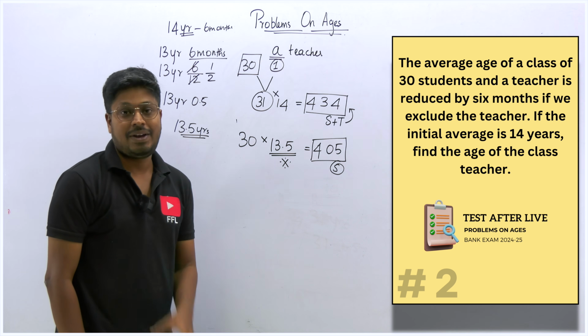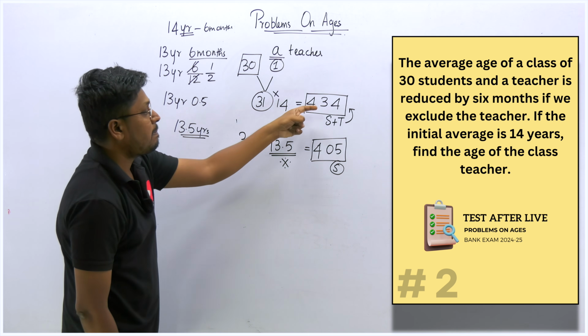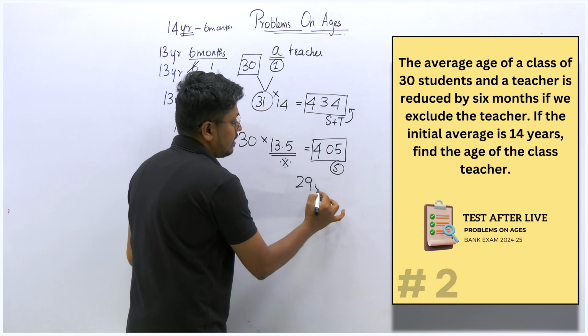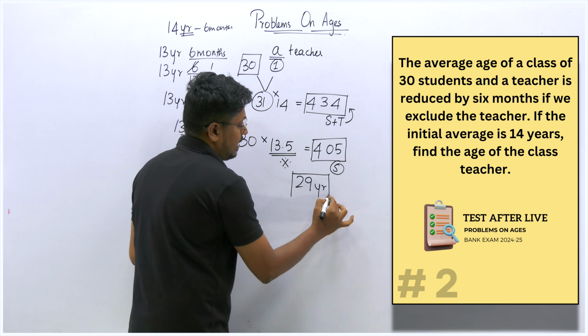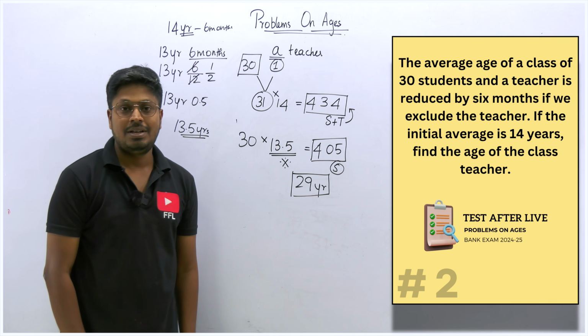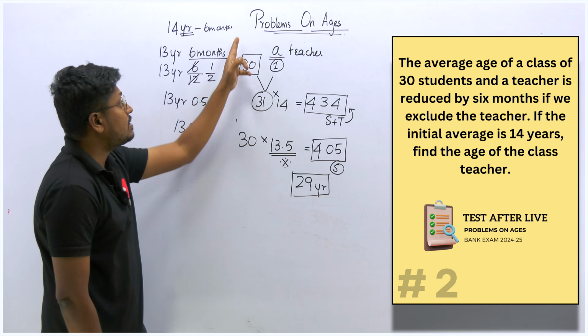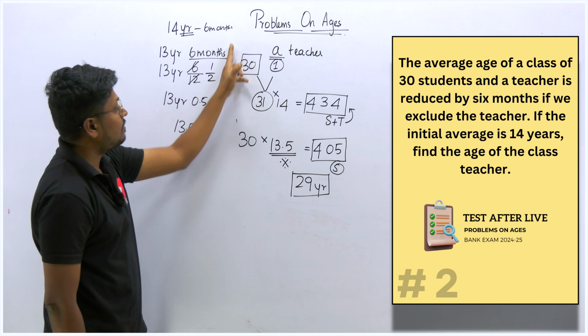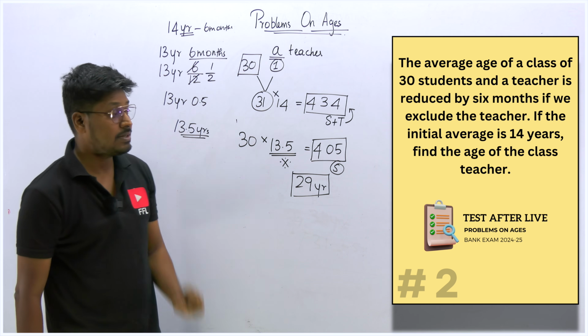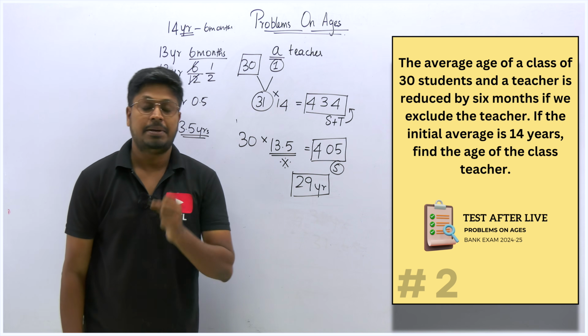Our target is to find the age of the teacher. So when you subtract 405 from 434, the result will be 29 years. So 29 years will be the age of the teacher. So friends, understood? So the most important area is this alone, right? Don't make mistakes. Even in the revision class, I have told you how to write this. So this will be the answer for question number 2.